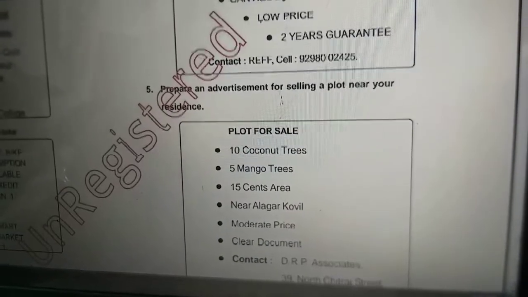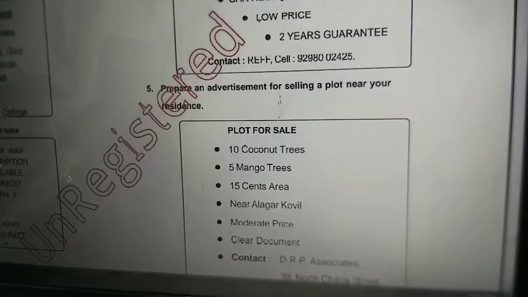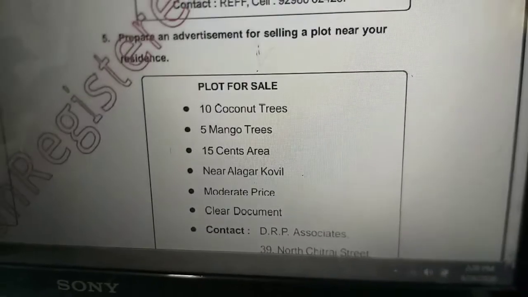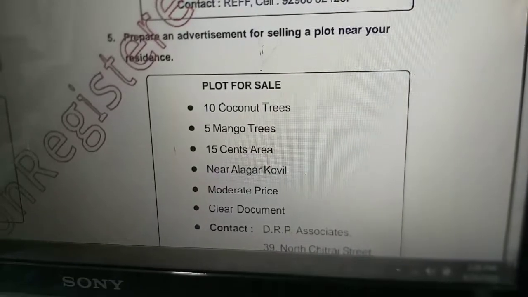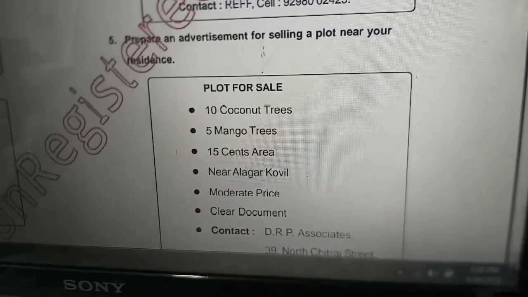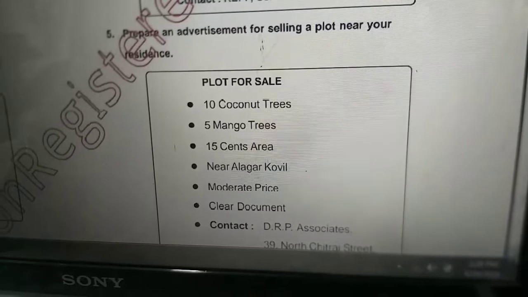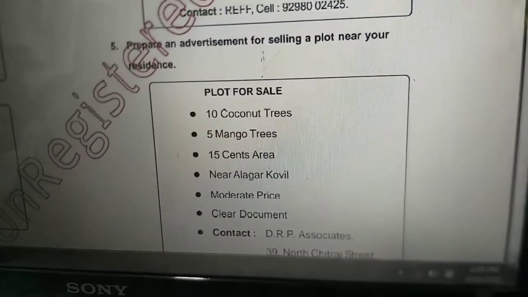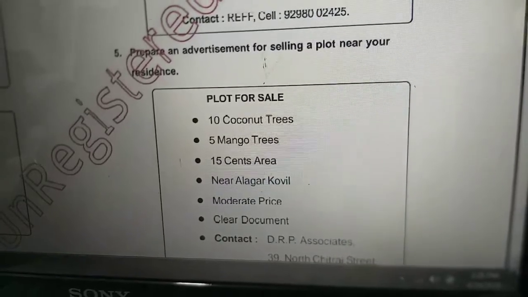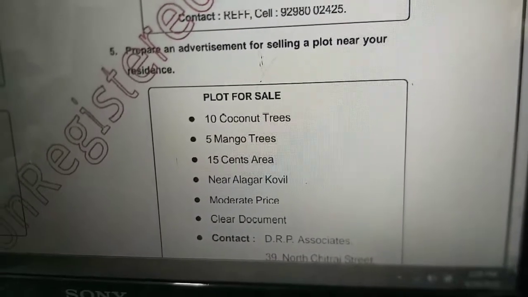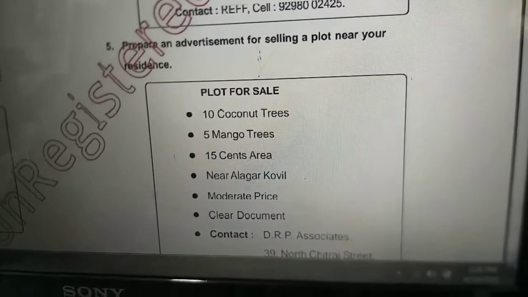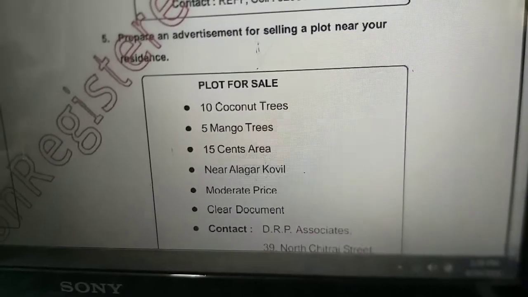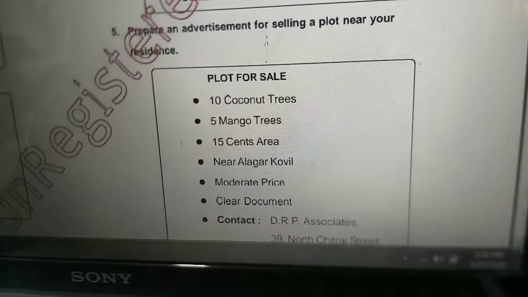And that is another advertisement. Again, it is an advertisement for selling a plot near your residence, and here they have mentioned how many trees and what trees they are, and what is the square feet and the place, and about the documents as well. People will definitely expect clear documents. So you need to mention that as well, and the contact details must be given. So this is how you need to design.